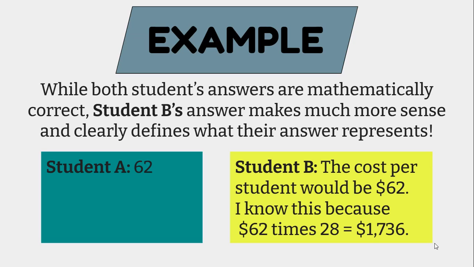Student B told me that it represents the $62 as the cost per student. And student B even went further to justify and show me how they knew their answer was correct. So that's what we want to be able to do. We want to be able to write about math in a way that justifies and explains our answers.